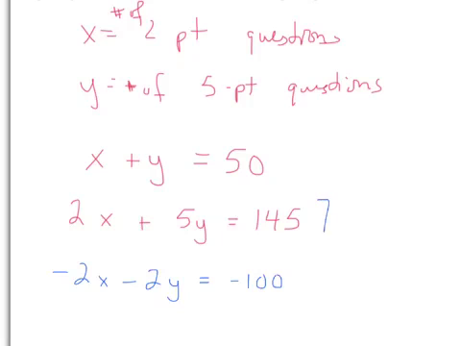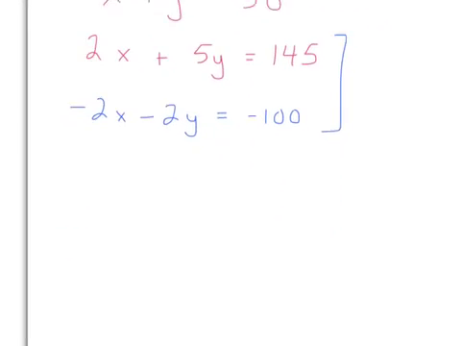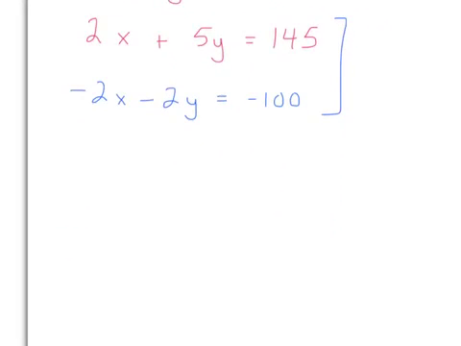Okay, and now I'm going to be working with these 2 equations right here. So I took the original equation, I multiplied everything by -2, and now I'm going to go ahead and take a look at those 2 equations that are lumped together there. What do I do with these 2 equations? Torme? Yeah, add straight down, in essence subtracting, yes. 2x and -2x is 0 x's. 5y and a -2y is 3y. 145 and a -100 is 45.